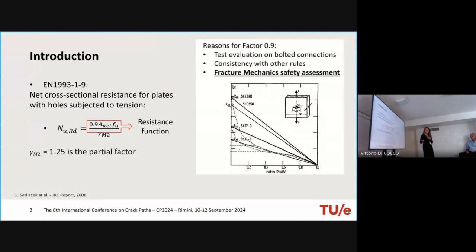The 0.9 factor is based on several reasons. First of all, some test evaluations on bolted connections. Secondly, some consistency with other rules, but also a fracture mechanics safety assessment.